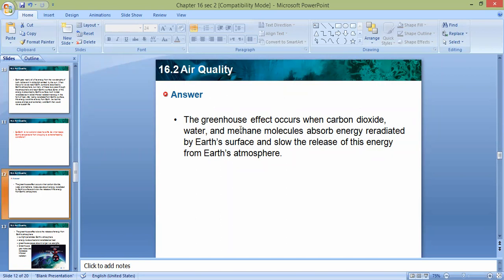This greenhouse effect is like what we do when they plant vegetables or fruits inside greenhouses, plastic houses. These houses are made to trap heat, to keep heat inside, so these vegetables can grow in suitable, warm conditions. So they call it the greenhouse effect. Why? Because the carbon dioxide, water vapor and methane molecules, which already exist in the atmosphere, absorb energy re-radiated by the Earth's surface and slow the release of this energy from the Earth's atmosphere.